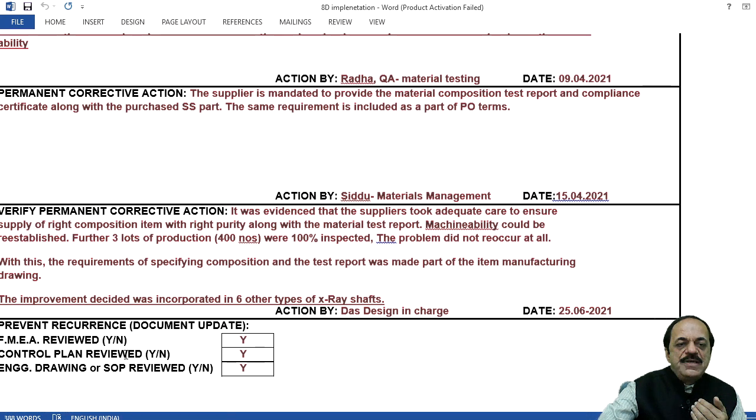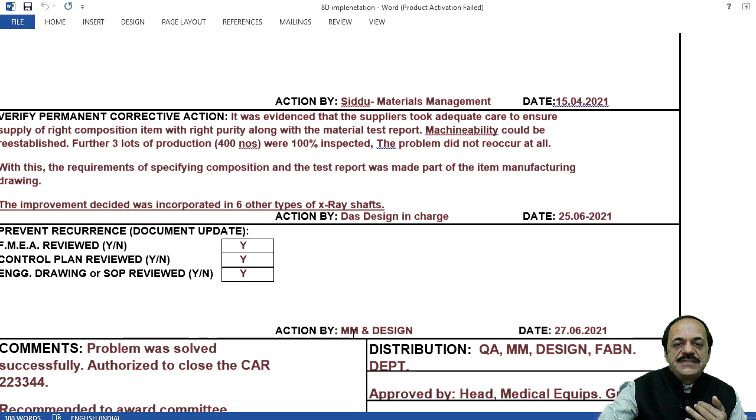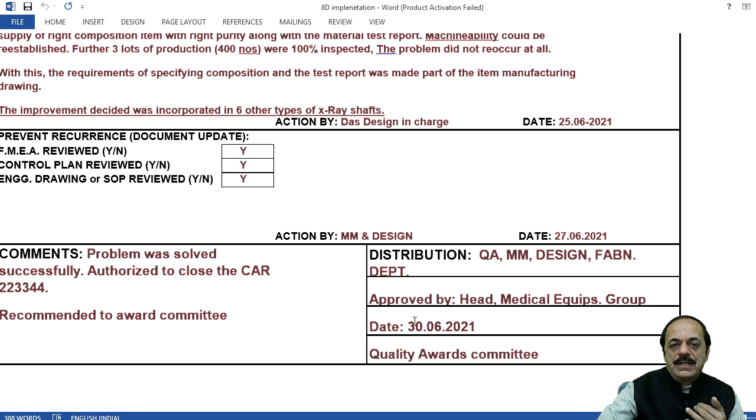The documents to be improved were improved, FMEA was modified, control plan was revised, engineering drawing was also revised, and with the improved instruction, the responsibilities were given to materials management and design here. Finally, it was approved for closure by the head, medical equipments group. The copies were distributed to quality assurance, materials management, design, fabrication department, as well as, please note, quality awards committee to award the team with the appropriate rewards.